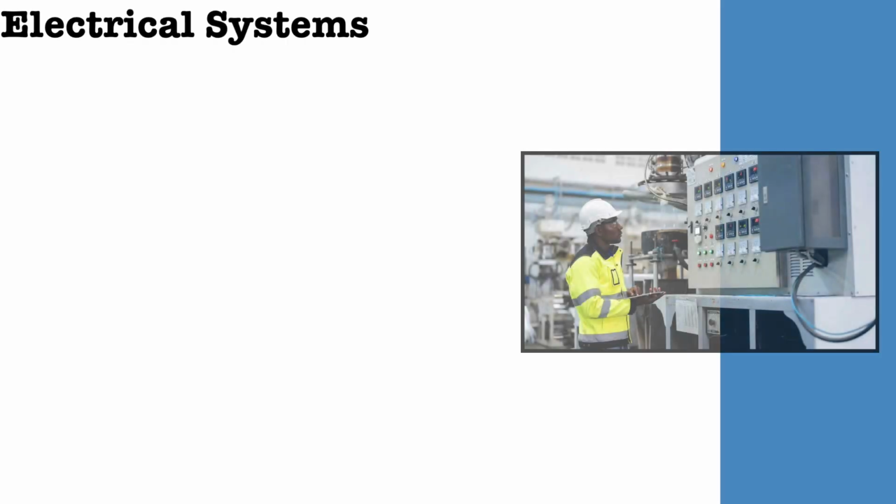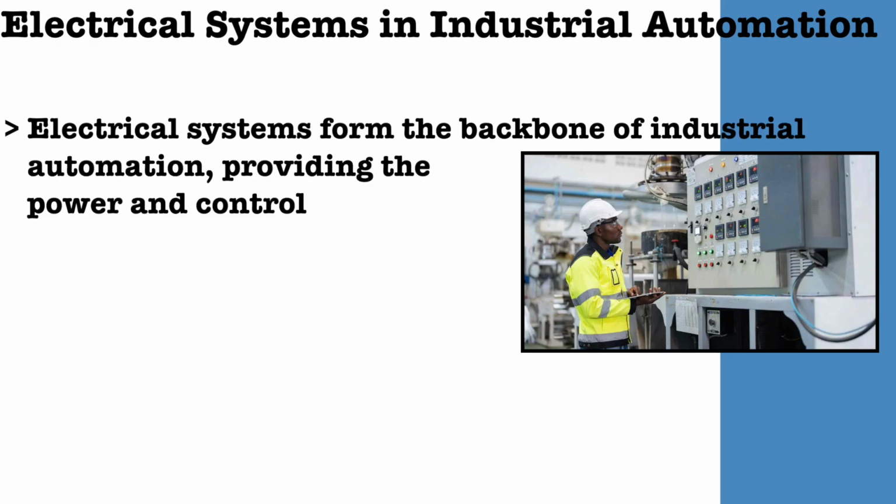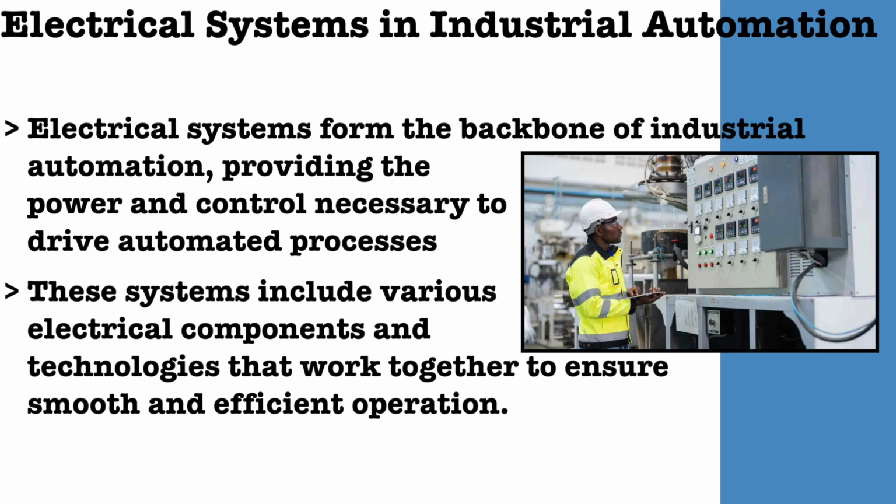Now let's talk about the electrical system in industrial automation. Electrical systems are the backbone of industrial automation, providing the power and control necessary to drive automated processes. These systems include various electrical components and technologies that work together to ensure smooth and efficient operations.